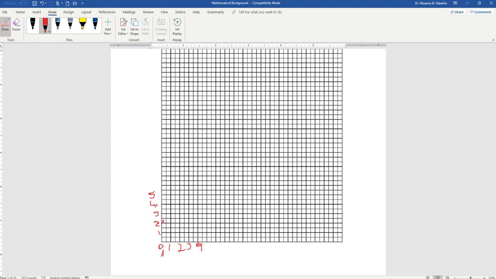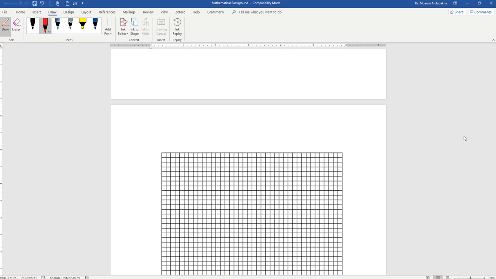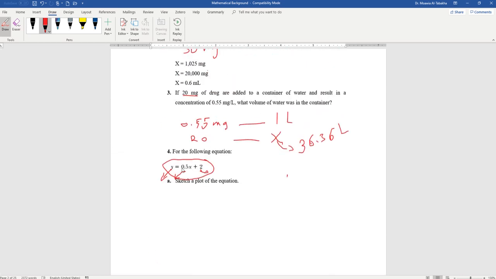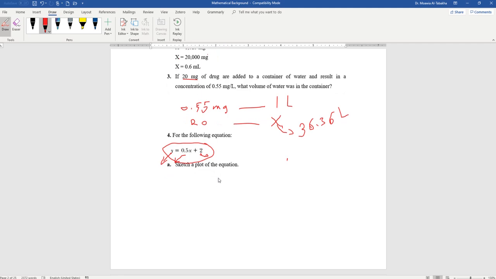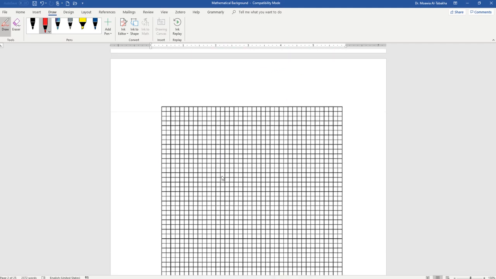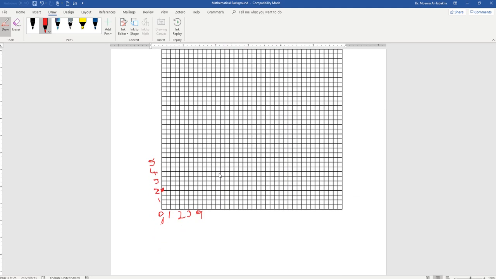Okay, for x 0, y would be 2. So I have to put this point. So 0 with 2. Now I will choose another number such as x 2. If I choose x 2, then 0.5 into 2 is 1 plus 2 is 3. So in case x is 2, y will be 3. Let's go here. So this is 2, okay, and 3 for y is here. So I have these 2 points.